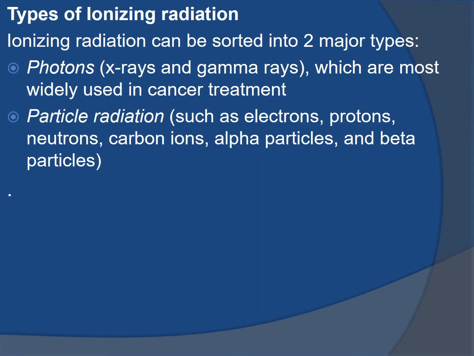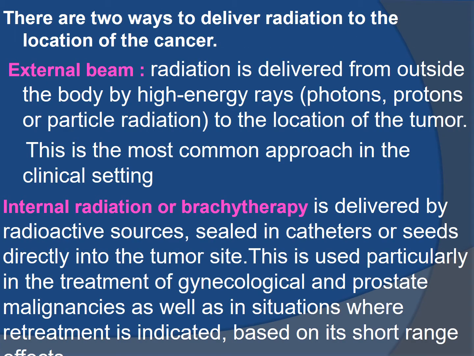Types of ionizing radiation. Ionizing radiation may be photons such as gamma rays or particle radiation such as electron, proton, neutron, carbon ions, alpha particles, and beta particles. How can the radiotherapy beam be delivered? It can be delivered through a machine, which is called external beam radiotherapy, or can be delivered through a radioactive source implanted in the tumor itself, which is called internal beam radiation or brachytherapy.